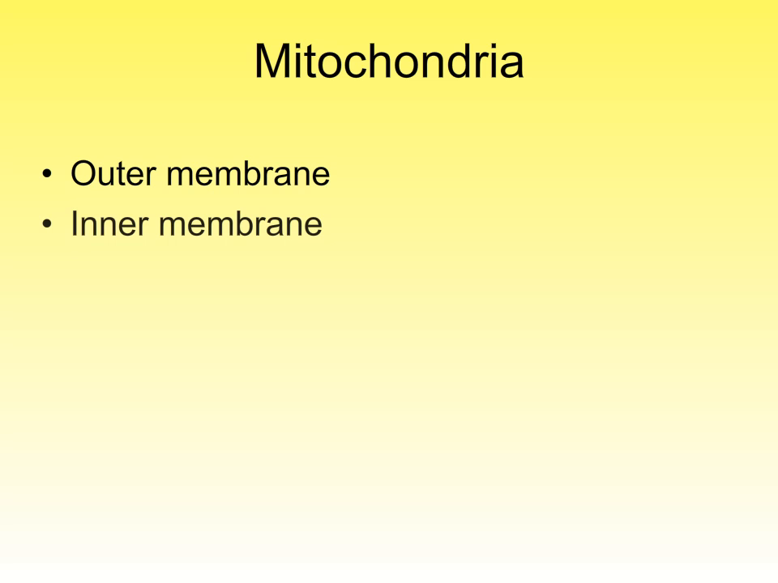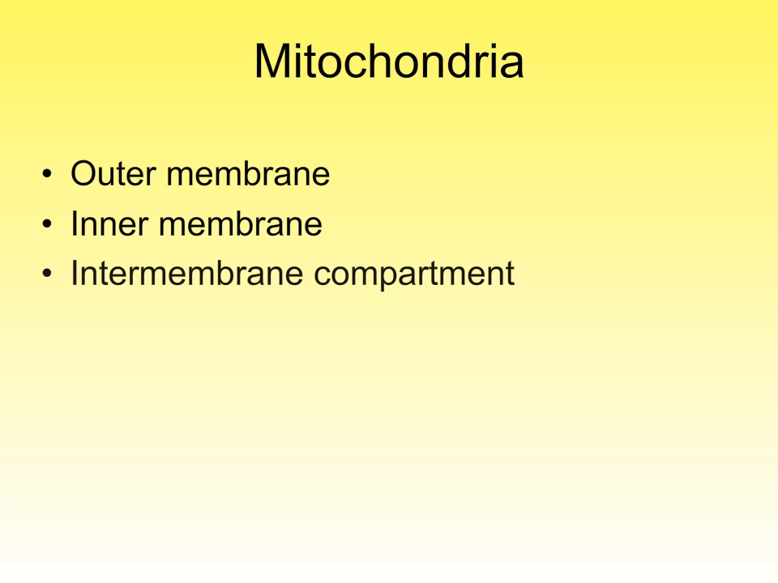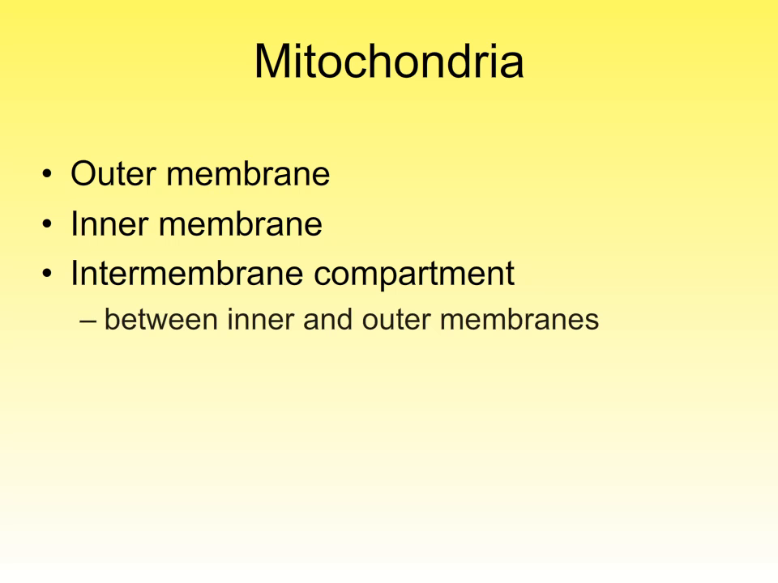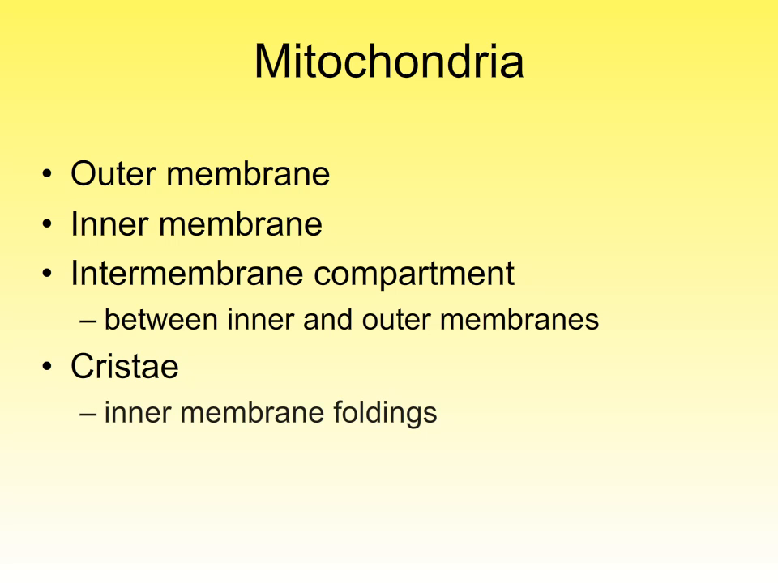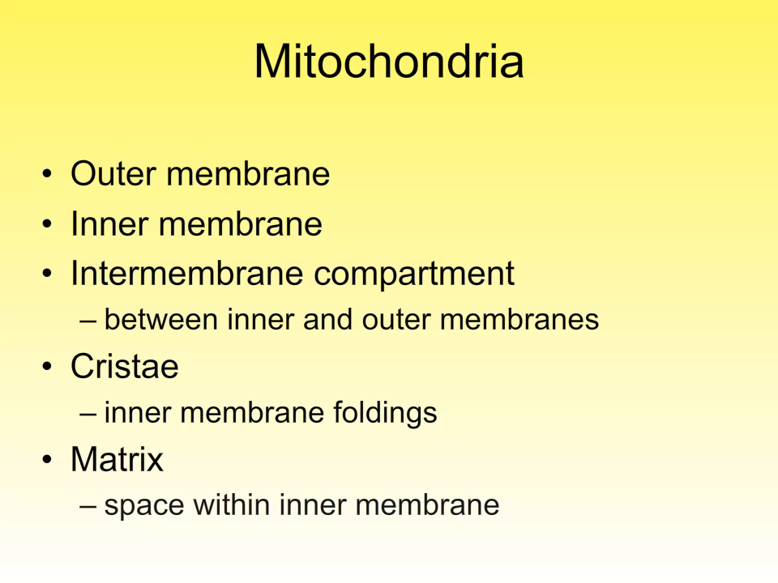Each mitochondrion is enclosed in a double membrane. The intermembrane space lies between the outer and inner membranes. The inner membrane folds inward, producing sac-like structures called cristae. The matrix is the area within the inner membrane.